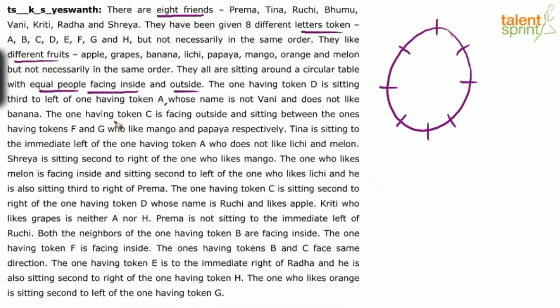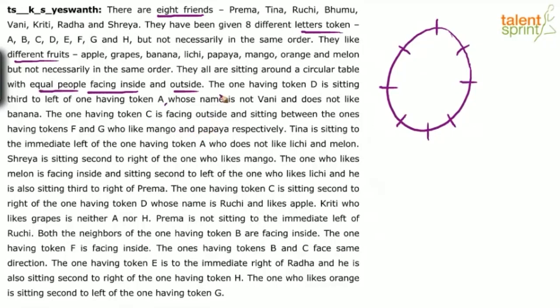The next point says the one having token C is facing outside and sitting between the ones having tokens F and G, who like mango and papaya respectively. Now there is enough information available in this. The one who has token C is facing outside. He is between the ones having tokens F and G, and these persons like mango and papaya respectively. So if you observe, we'll get 6 items from this one: C, F, G positions, mango and papaya can be allotted, and C is facing outside. So 6 of the items have been fixed.